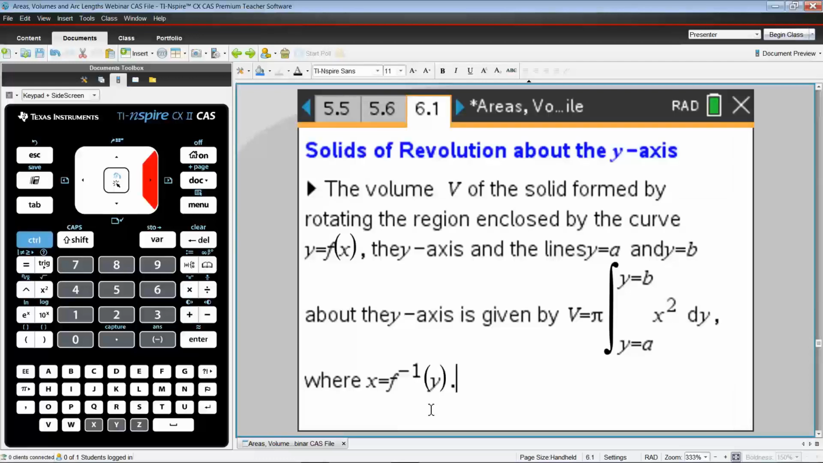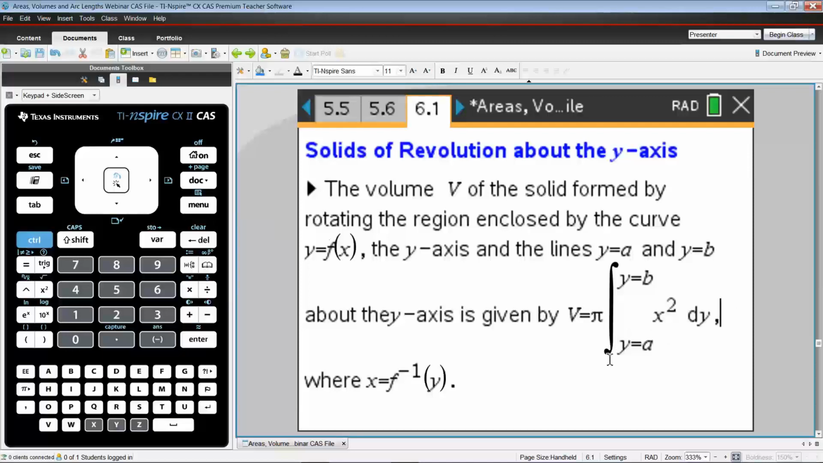Of course, the next stage would be to revolve a region about the y-axis and find the volume of the solid that was thus formed. When you have a curve given by y equals f(x), and you've also got the y-axis, the line y equals a, and the line y equals b, and you rotate that region about the y-axis, the formula used looks a bit different from the x-axis revolution formula.